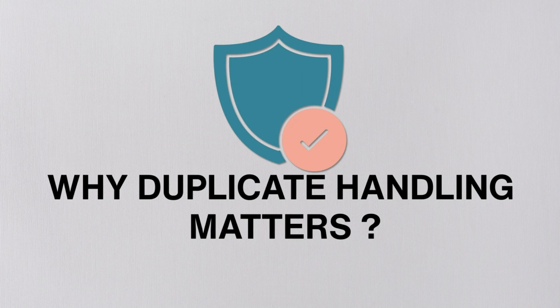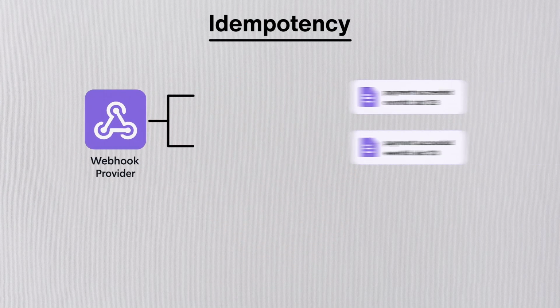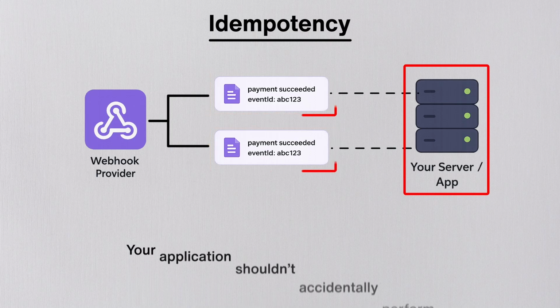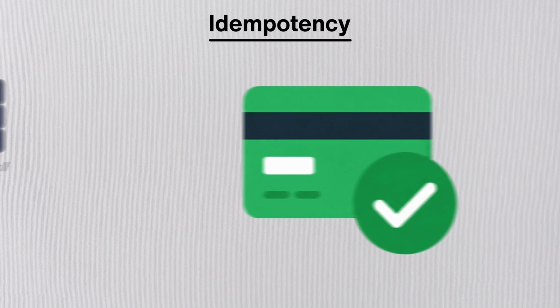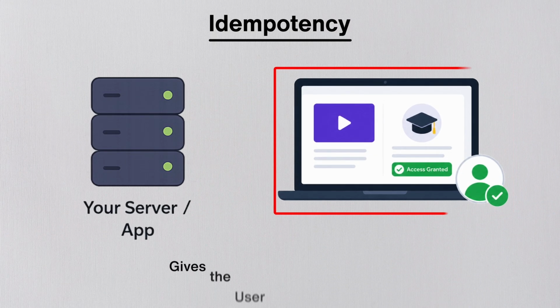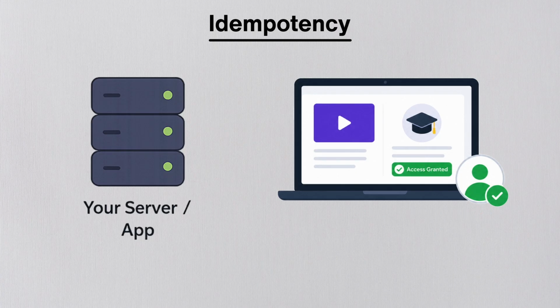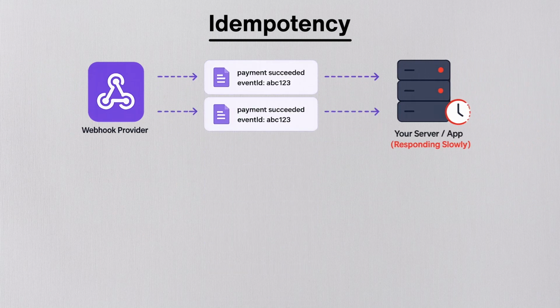Why does duplicate handling matter? Now let's talk about something very important: idempotency. The word sounds complicated, but the idea is simple. If the same webhook arrives twice, your application shouldn't accidentally perform the same action twice. For example, imagine a payment succeeded event arrives. Your app gives the user access to a course, but then the webhook provider retries the same event because your server responded slowly.